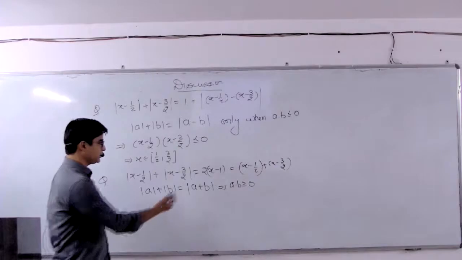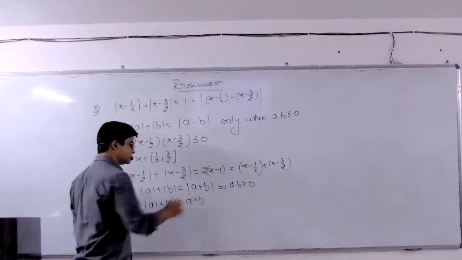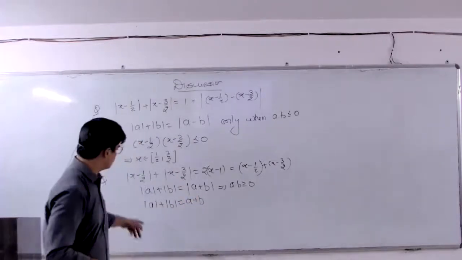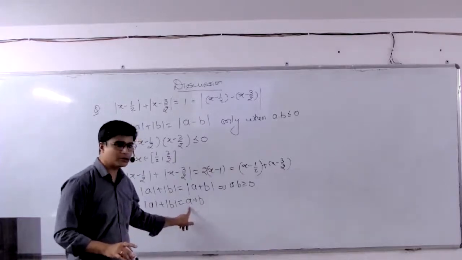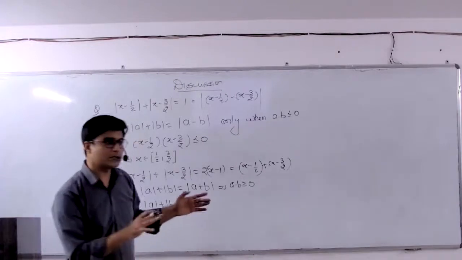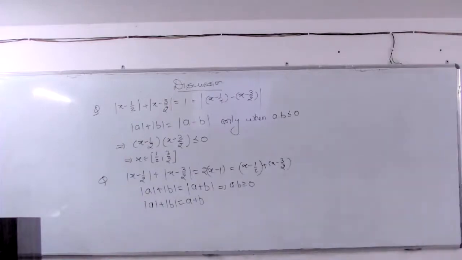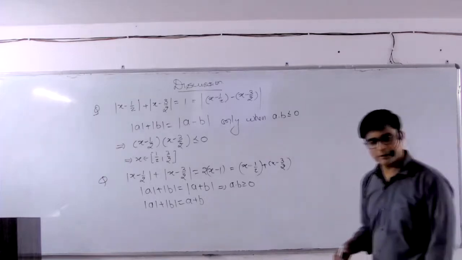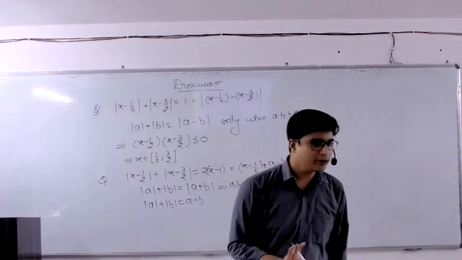Yes or no? And in this case, A dot B is greater than equal to 0. Yes or no? But here what we are getting? Mod A plus mod B equals to A plus B. Yes or no? That means this mod is not making any difference. That means A must be positive and B must also be positive. Separately, they must be positive. What was the answer that we got? Did we solve this question yesterday? What was the answer that we were getting? That is the only answer? 3 by 2 to infinity only?